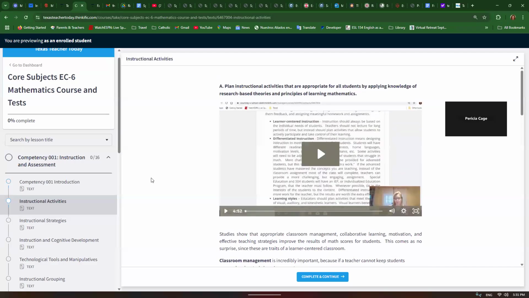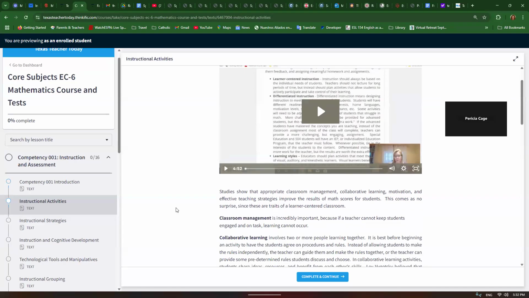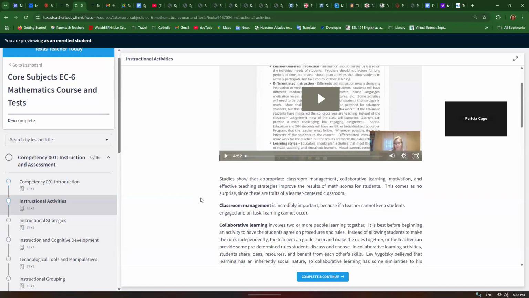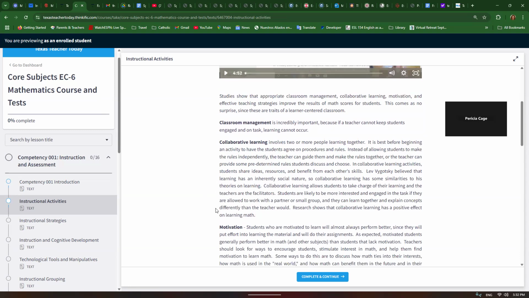We want to talk about research-based theories and principles of learning mathematics. What are the research-based ways we can help students learn math? One thing that works for all subjects is effective classroom management, because if you don't have control of the classroom, there will be no learning. You might know all the math in the world, but you can't communicate that to students if there's chaos. We also want to use collaborative learning activities, where students work together. Lev Vygotsky tells us how important that is, and his name comes up on the PPR also, so that's important to know. Then there's motivation. If they're motivated, they're going to learn faster and perform better.